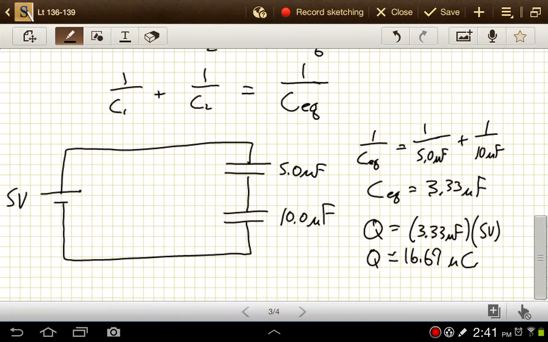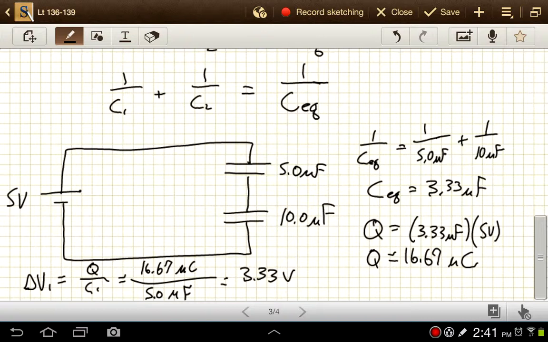And so then delta V1 is going to be equal to Q over C1, which is the 16.67 microcoulombs divided by, we'll say C1 is the 5 here, so 5.0 microfarads. And we end up with 3.33 volts. And delta V2 is going to be the 16.67 microcoulombs again over 10 microfarads. So we get 1.667 volts.